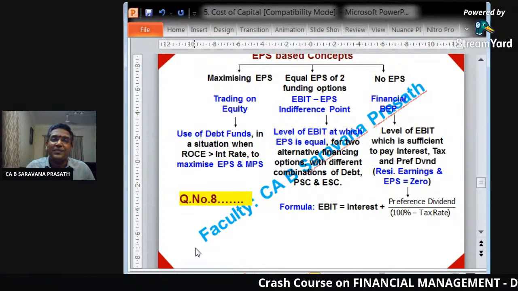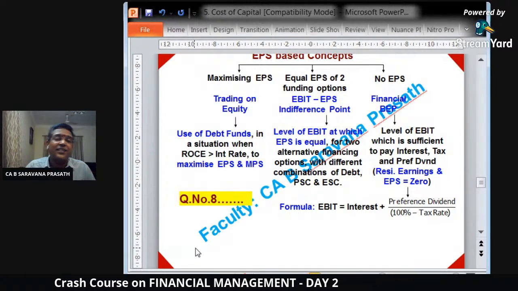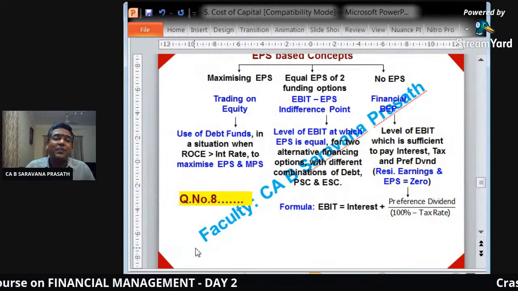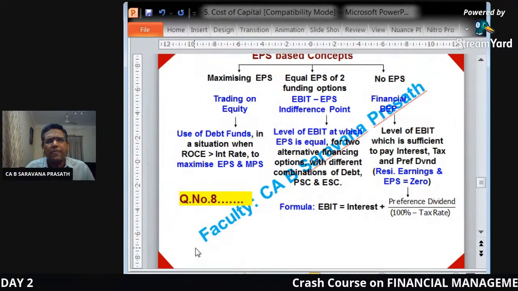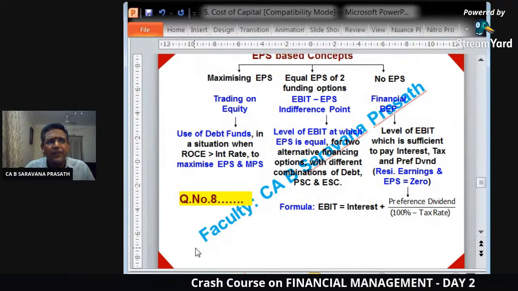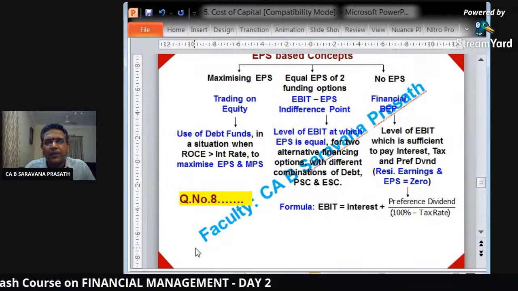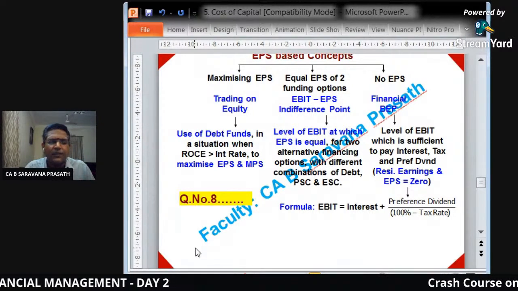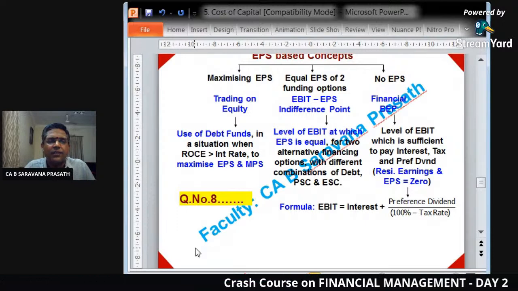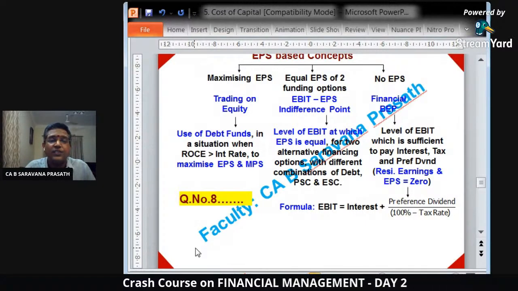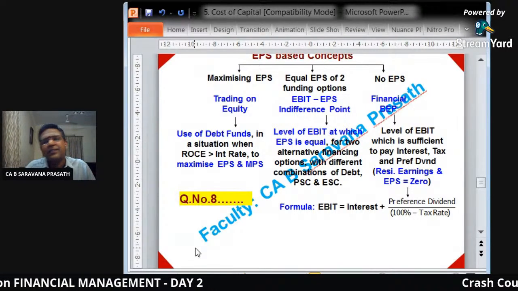Now, the third concept, we will see a question on this shortly. The third concept is called the financial break-even point. What is the meaning of this? Company is earning profit? Yes. Then why is it called a break-even point? The company is earning profit, so it is not a break-even point for the company. It is zero income for the equity shareholder. Financial break-even point. So what is the meaning of this?